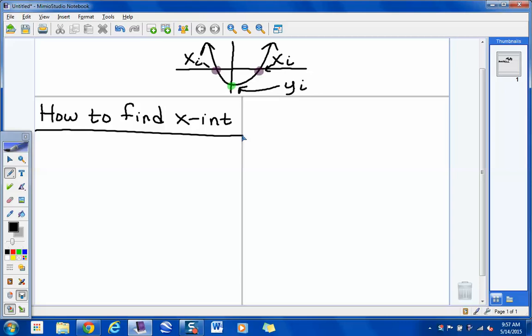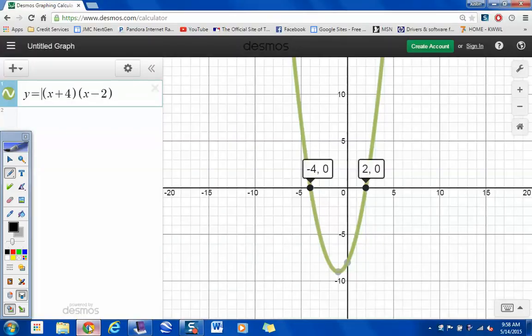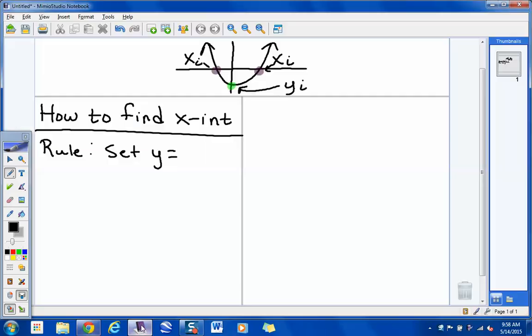All right, here is the rule. You're going to set y equal to, and I'm going to go back to this right here, guys. In this function, what is the y value at the x-intercept? What do we have in each case? 0. So we're going to set y equal to what value? 0, and solve for x. Okay, so that'll be our rule. We're going to set y equal to 0. Then you want to solve for what?